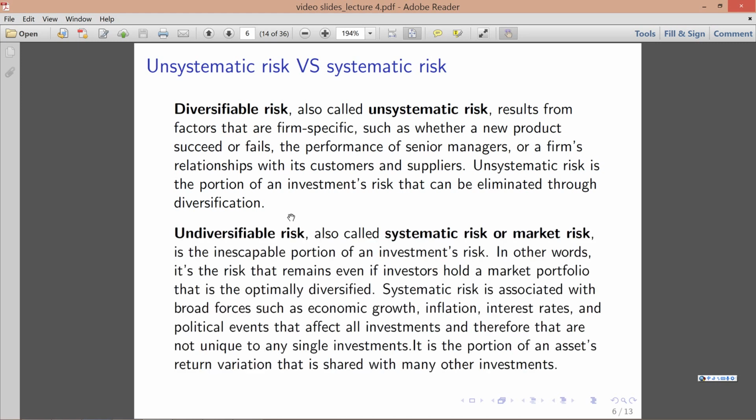On the other hand, the undiversifiable risk is oftentimes called systematic risk, because it must be the risk that is so systematic or market-wide that it can never be eliminated, right? Those are the risks associated with, let's say, economic growth, inflation, interest rates, political events, wars, and so on. Those are the events that affect all investments potentially in the same direction. So you can never diversify those away. That's why those are called systematic risk.